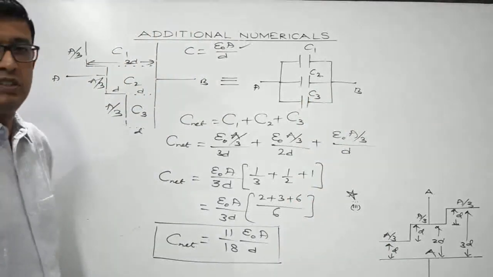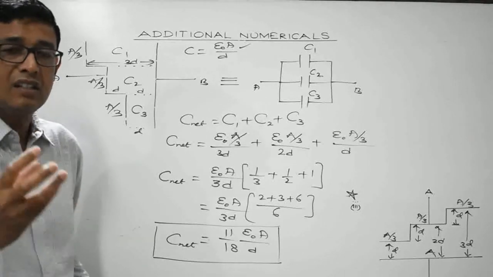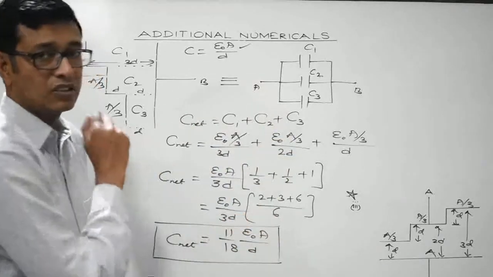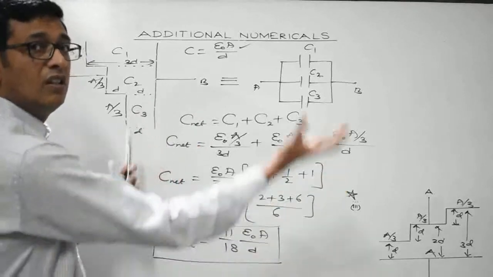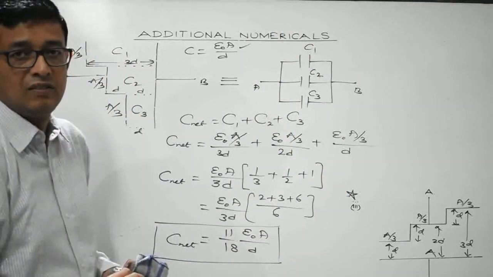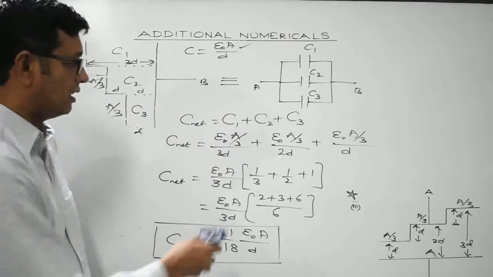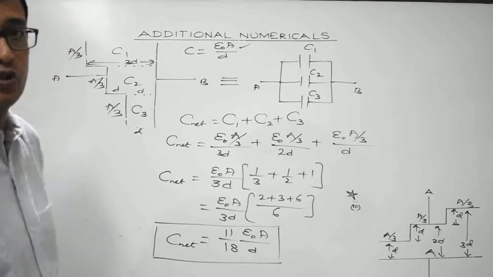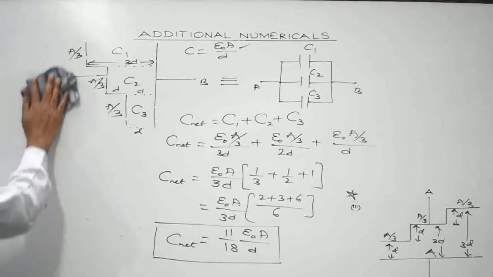So students, I hope these questions are quite simple. You just need to understand the basic approach required to solve such questions. First, try to convert the given arrangement into a simplified circuit, and then accordingly you can apply the formula and get the result. So this was indeed a very interesting and very good question. Let's proceed with the next one.